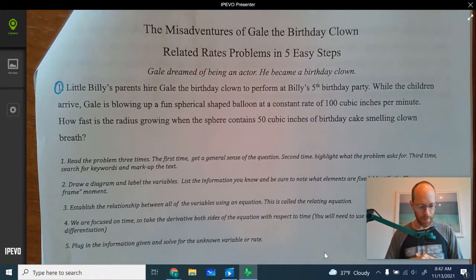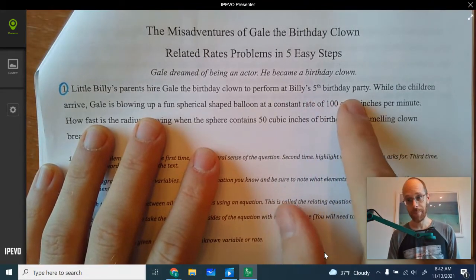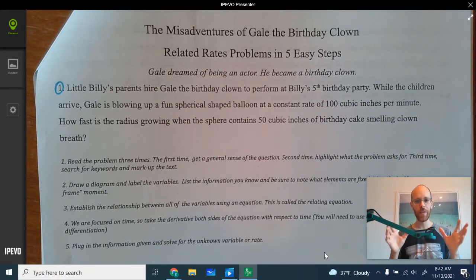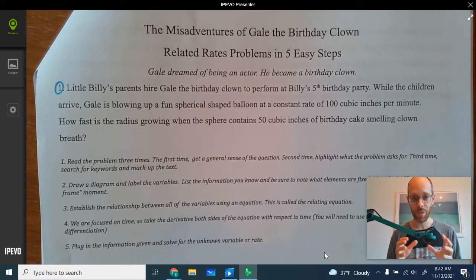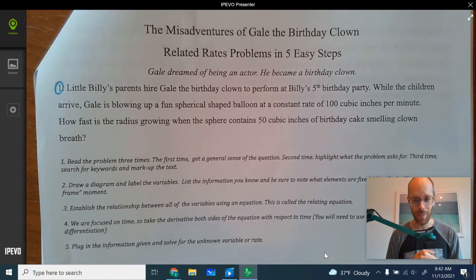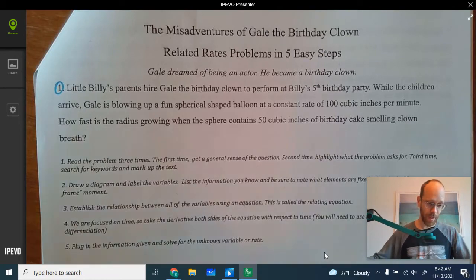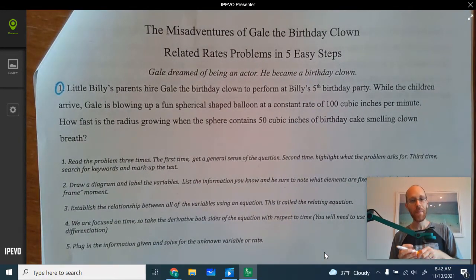Little Billy's parents hired Gale the birthday clown to perform at Billy's 5th birthday party. While the children arrive, Gale is blowing up a fun spherical shaped balloon at a constant rate of 100 cubic inches per minute. How fast is the radius growing when the sphere contains 50 cubic inches of birthday cake smelling clown breath? All right, so first thing, most importantly, notice what I did there is I let you know that Gale's been eating the cake.